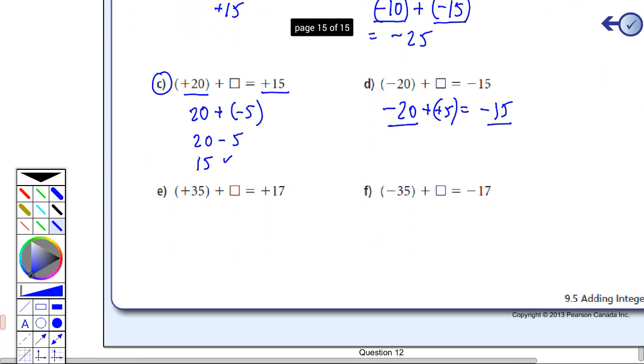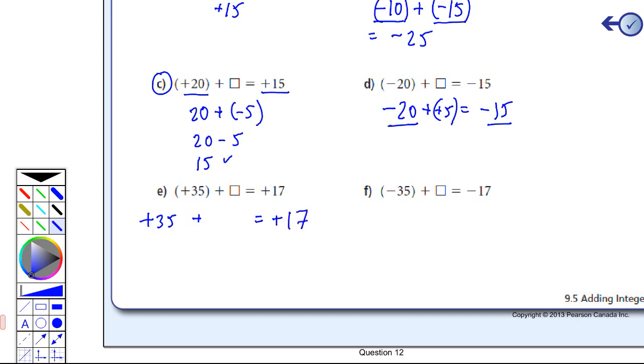And E. Positive 35 plus some mystery number is going to equal positive 17. So we're starting 35 to the right of the positive sign. And we're going to have to end up only 17 to the right. So we're actually going to have to go down by a certain amount. If we try minus 18, that should work, because 35 minus 18, which is what that would be because we have a plus minus, would give us 17.